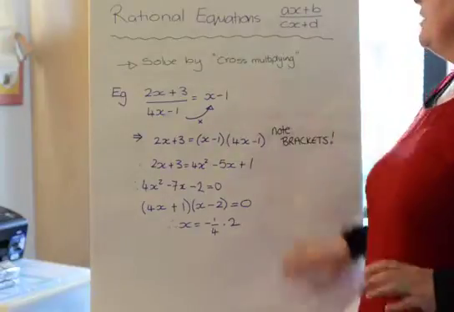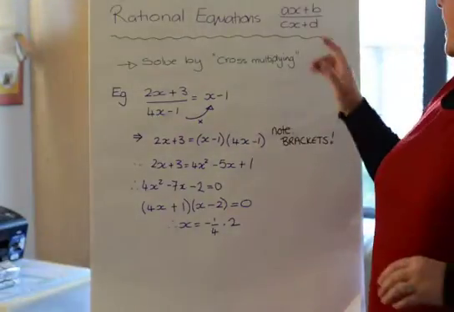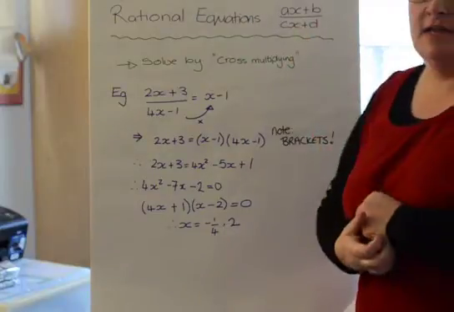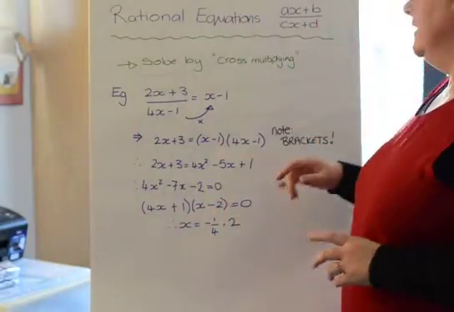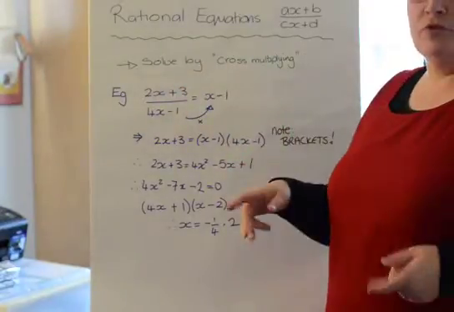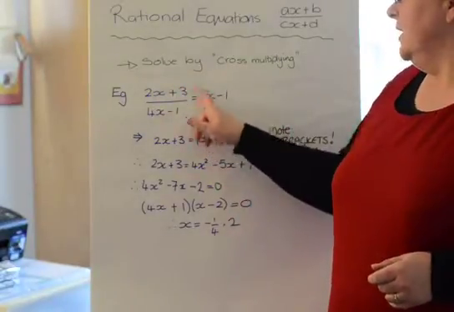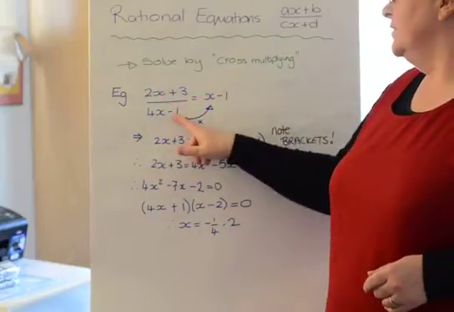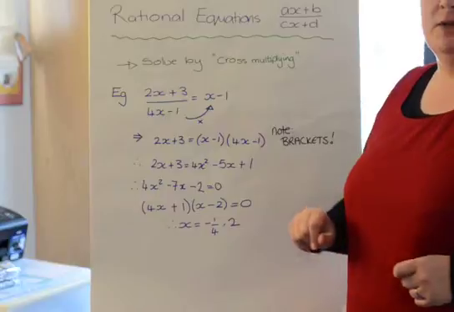Okay, so we're now going to look at rational equations where we have (ax + b) over (cx + d), and these will always equal something, hopefully, and you'll solve them by what we call cross multiplying. So I've got an example here. We've got (2x + 3) over (4x - 1) equals x - 1.